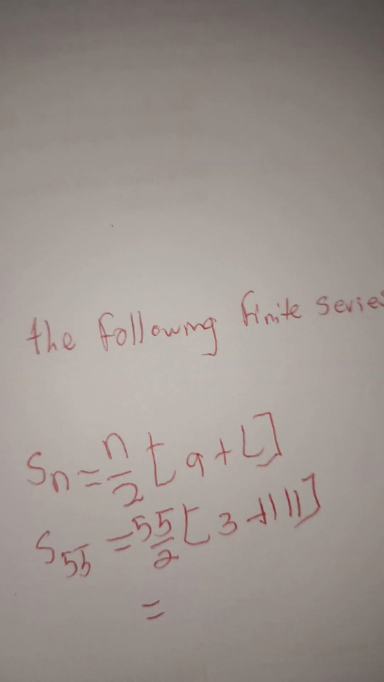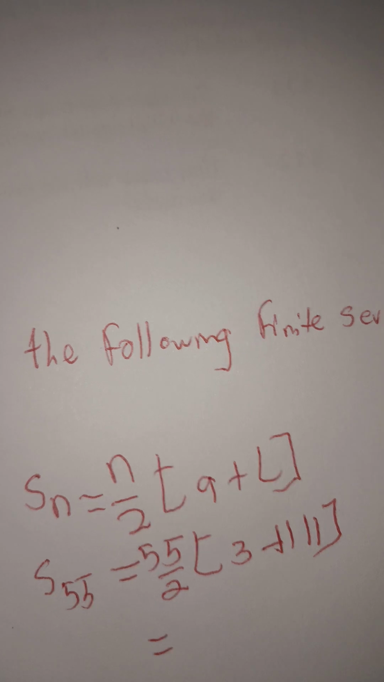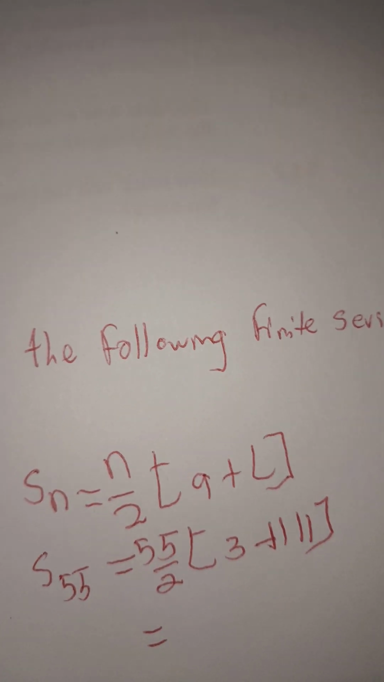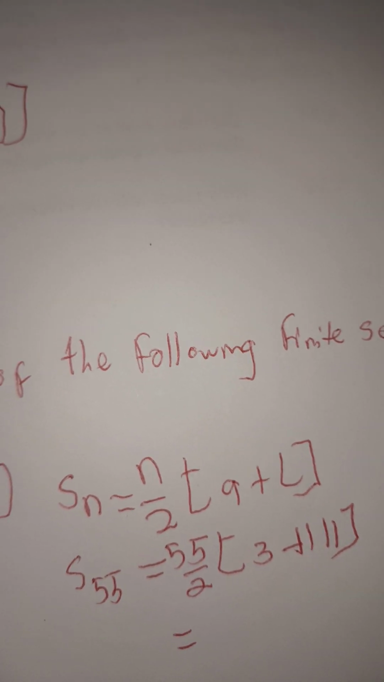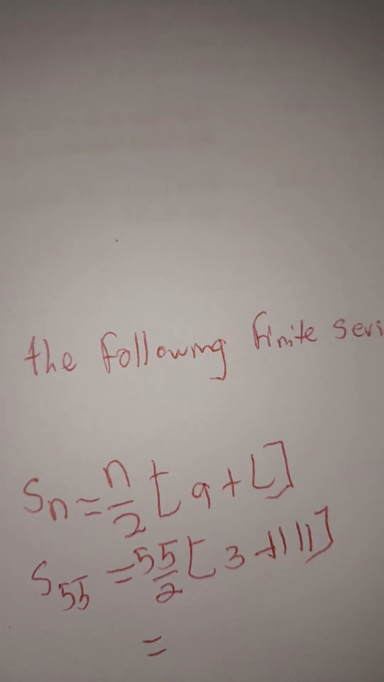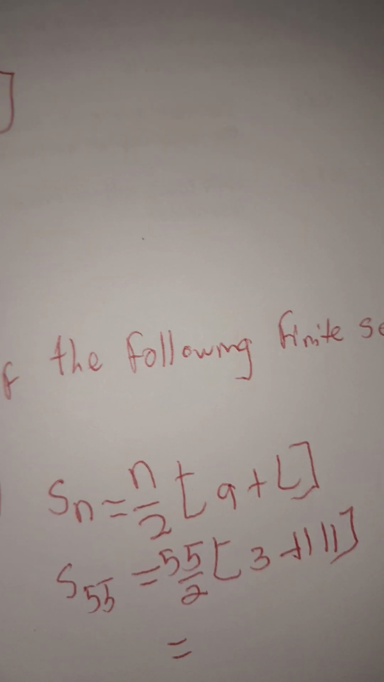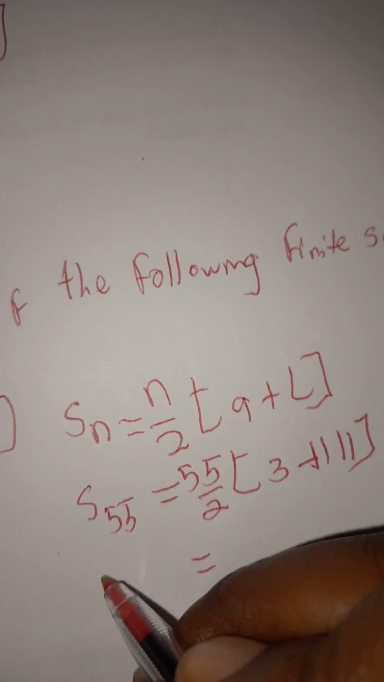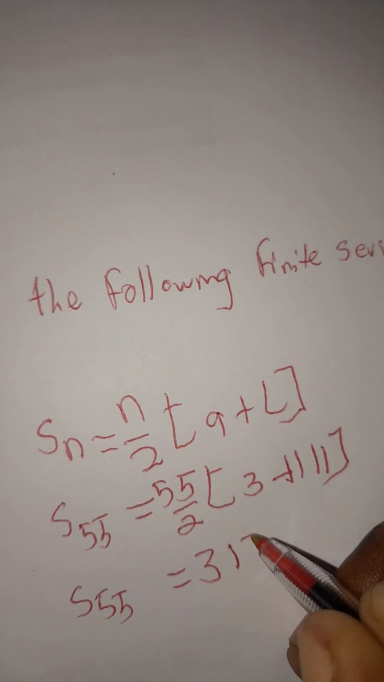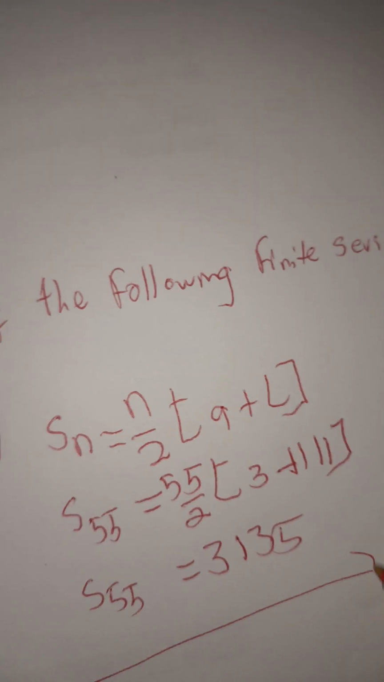Then what are we having there? 55 divided by 2 will be 27.5. To make things easier, let me just punch the whole of this: 55 divided by 2 times (3 plus 111). That will give us the sum of 55 terms, which will be 3,135.